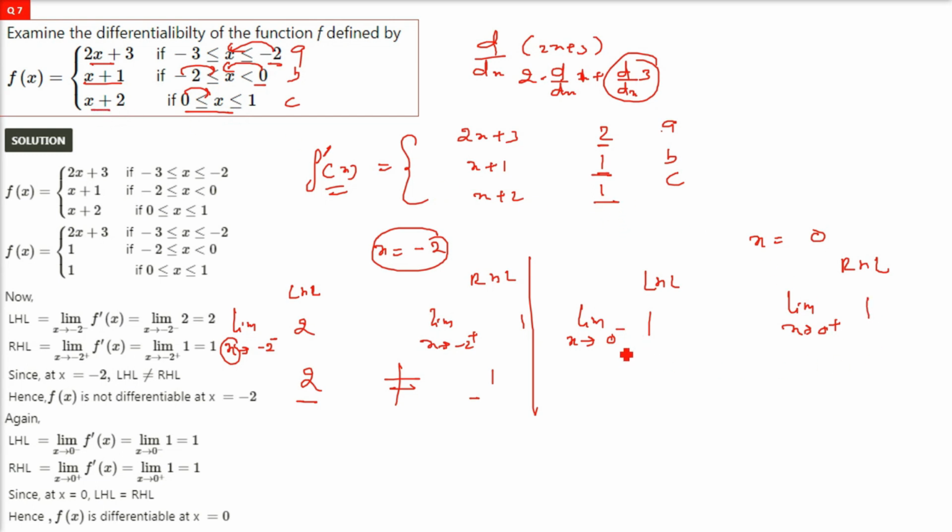So when we find the derivative, there is no x, so even if you apply the limit, it doesn't matter, 1 and 1 will come on LHL and RHL. They are the same, they are exactly similar. That means that at x equals 0, it will be differentiable.